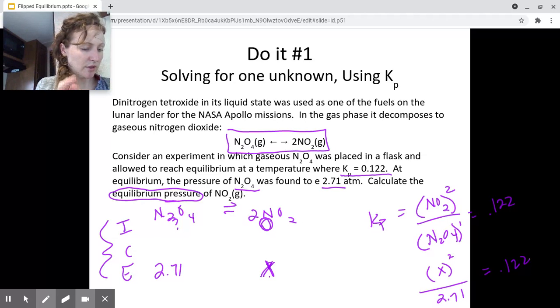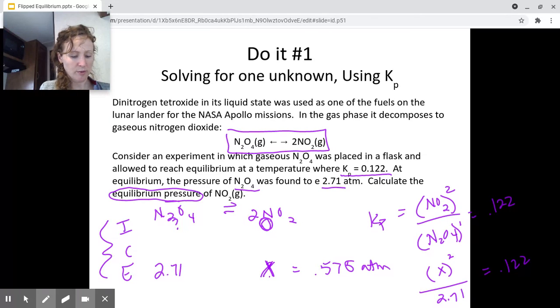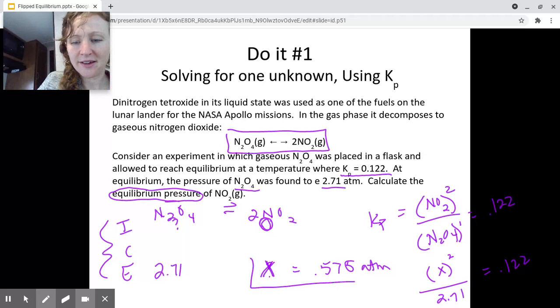0.33062. Let's take the square root of that. And I get X equal to 0.57. How many sig figs am I keeping? 0.575 atm. 0.575 times 0.575. I'm just verifying my terrible calculator. Yep, that works out. All right.